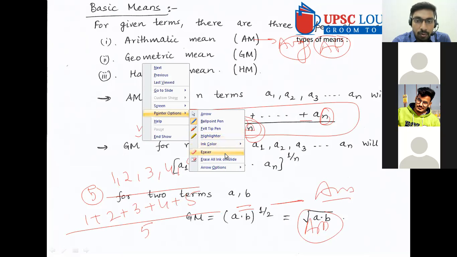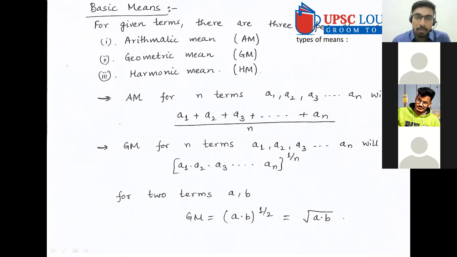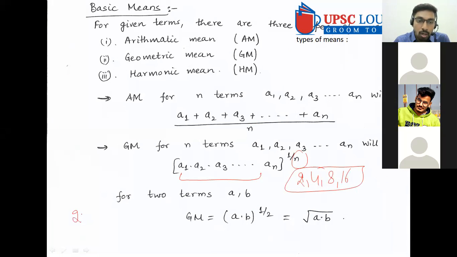Fine. And what will be the value of GM? That means geometric mean. Geometric mean means you multiply all the terms and raise it to the power 1 upon the number of terms. Suppose 2, 4, 8 and 16 are in GP. So what you have to do? 2 cross 4 cross 8 cross 16, and the total number of terms is 1, 2, 3 and 4. So the power is 1 upon 4.